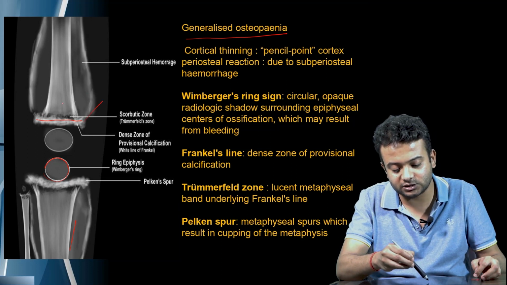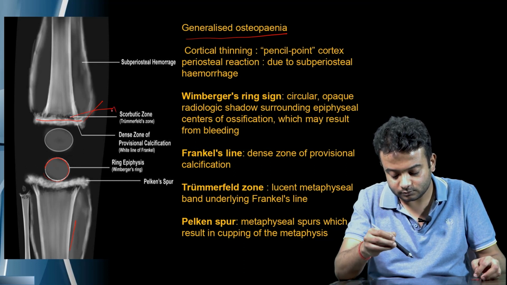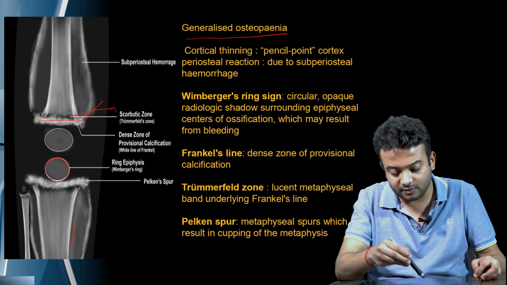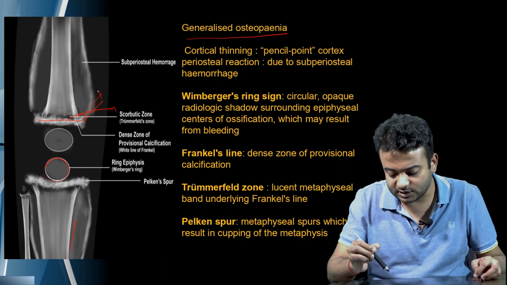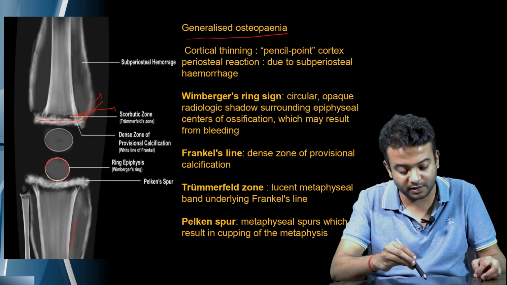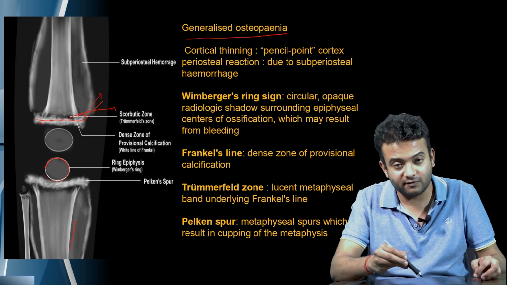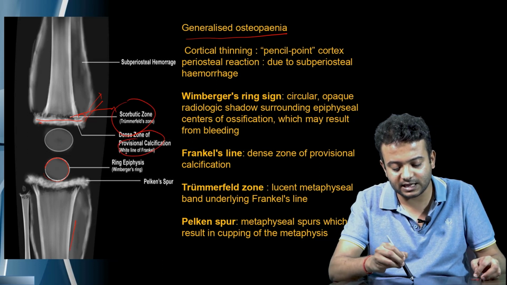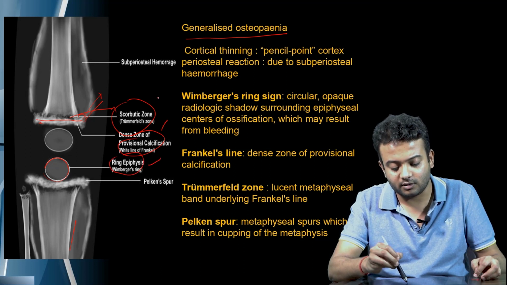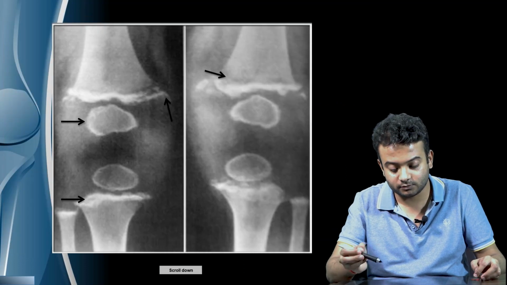And beyond this, just sub-adjacent to the radiolucent zone, is the scorbutic zone, and just underneath that there can even be the Pelkin's spur, or the fracture of this Pelkin's spur resulting in Pelkin's fractures, which are metaphyseal fractures that result from the cupping of the metaphyseal ends, because these are eventually weak bones. So the scorbutic zone, the zone of provisional calcification, and the ring epiphyseal or Wimberger sign are important for MCQs in the exams.